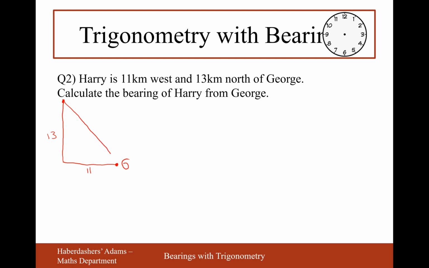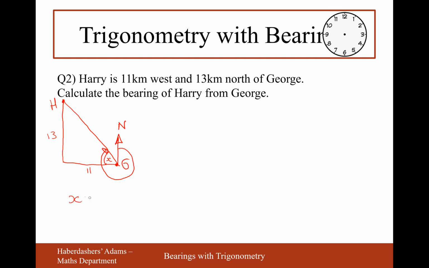So there we are. That's where Harry is. So then the calculation is calculate the bearing of Harry from George. So from George, I'll start my diagram from George, and then it's going to have to go round clockwise to meet Harry. So what I'll do is I'll work out the angle x inside this triangle here.